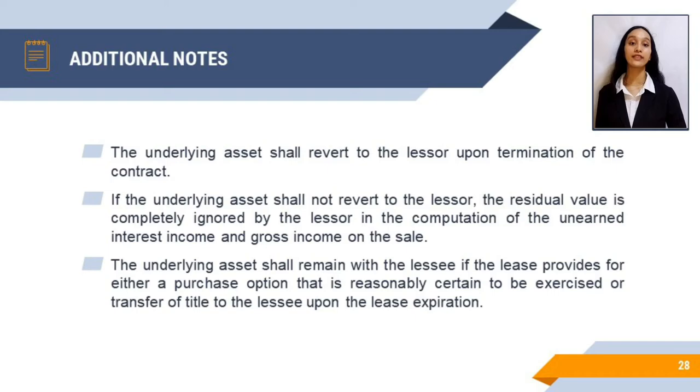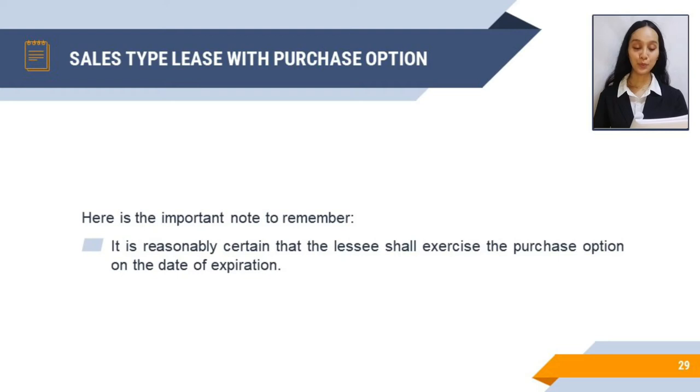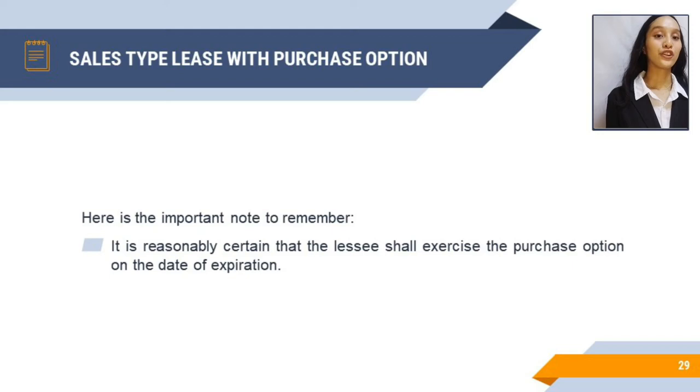So, the lessee may have an option to purchase the asset or sales type lease with purchase option. So, here is the important note to remember. It is reasonably certain that the lessee shall exercise the purchase option on the date of expiration. So, mapapansin natin na naka-highlight dyan yung reasonably certain. Ang meaning kasi niyan, may possibility na bibilhin ni lessee yung lease at the end of the term. And magkakaroon ng transfer of ownership si lessor kay lessee.